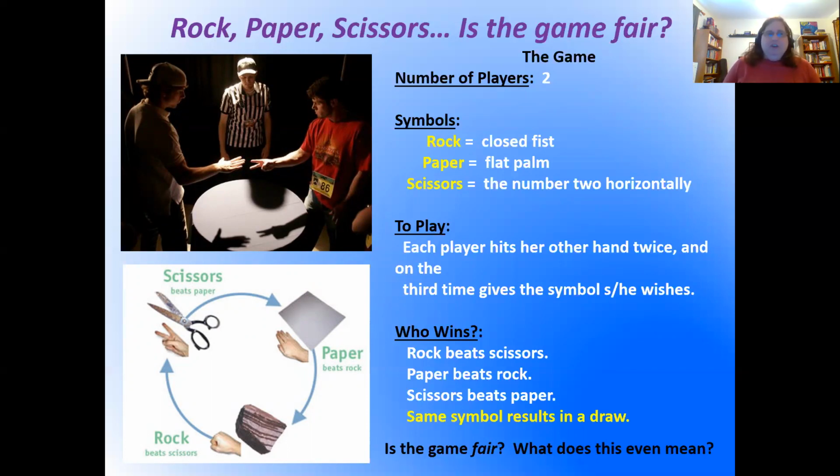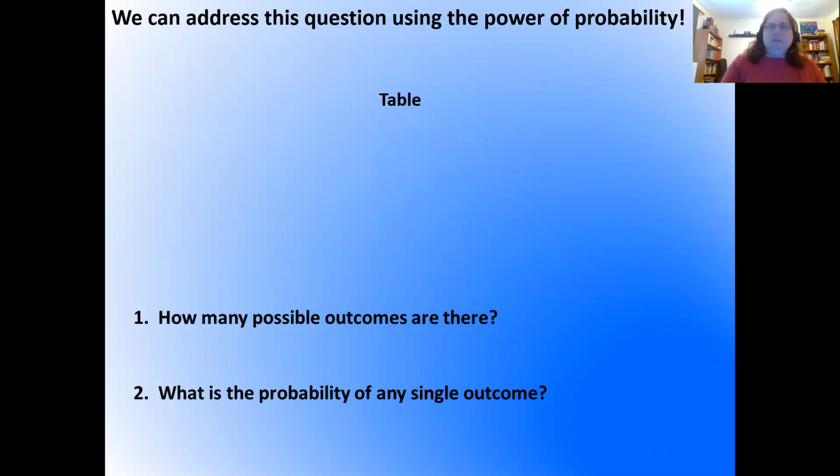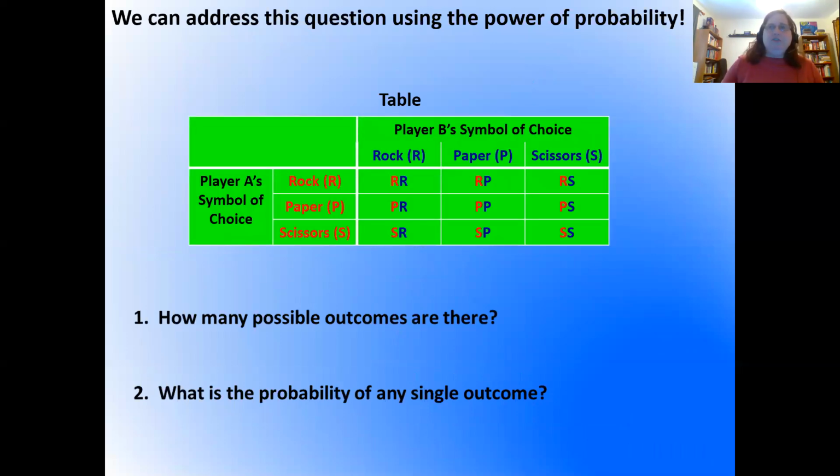And so we might ask ourselves the question, is the game fair? And what do we really mean by that? What makes a game fair? If you are thinking it has something to do with having an equal chance of winning or losing, then you're absolutely on the right track. That's what we're talking about in this context of fairness. So we can address this question using the power of probability.